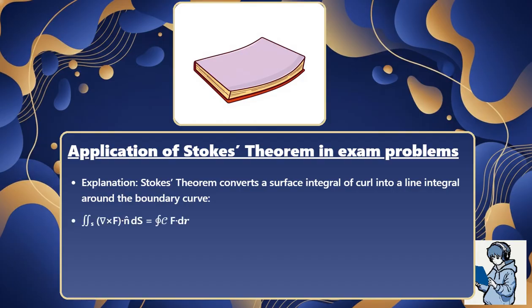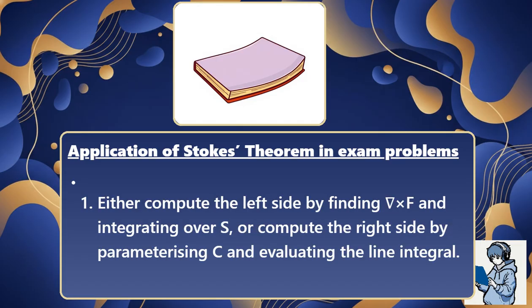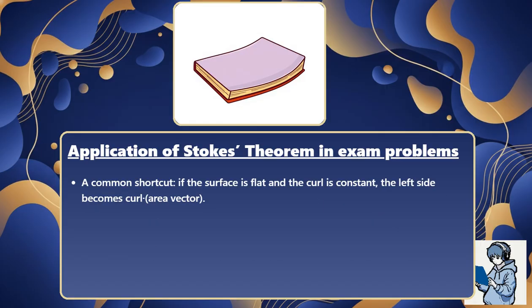Double integral over S of nabla cross F dot n hat dS equals line integral over C of F dot dr. In exams, you typically: 1. Identify the surface S, often a simple flat region like a triangle, rectangle, or part of a sphere, and its boundary C. 2. Either compute the left side by finding nabla cross F and integrating over S, or compute the right side by parameterizing C and evaluating the line integral. A common shortcut: if the surface is flat and the curl is constant, the left side becomes curl dot area vector.